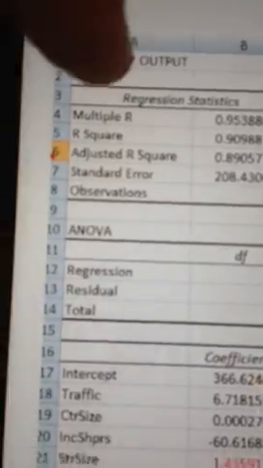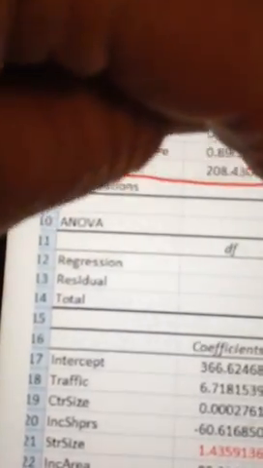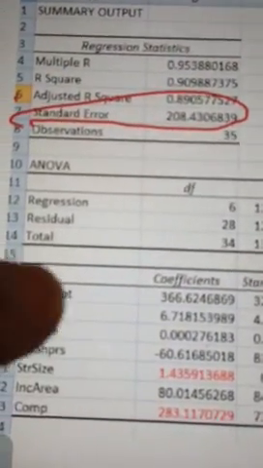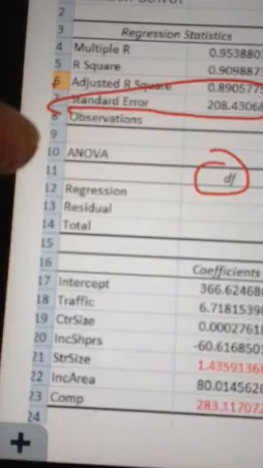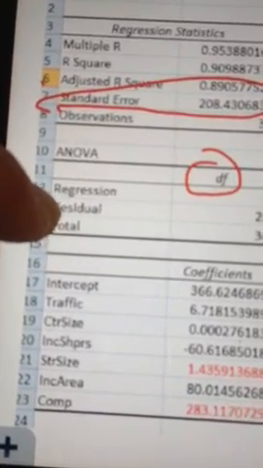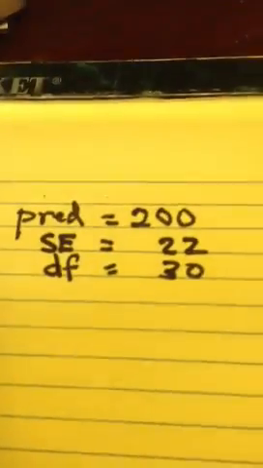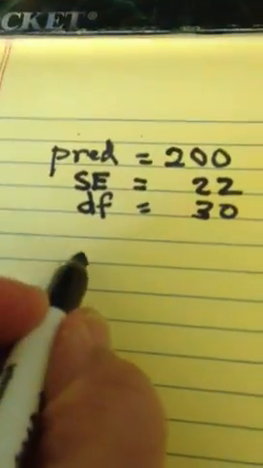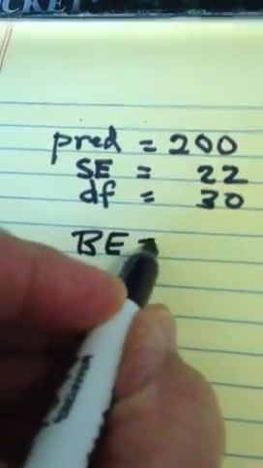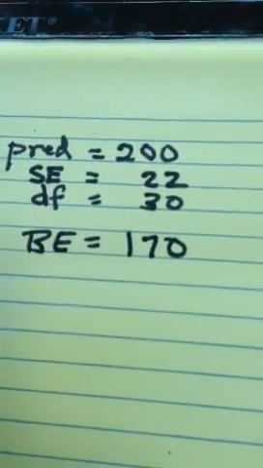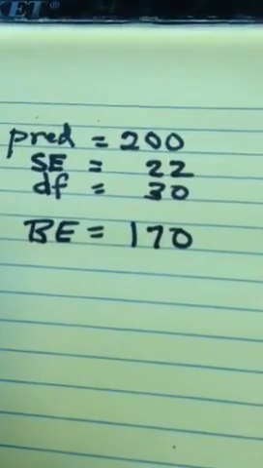Okay, the standard error of the regression is right up here. And then down here are the degrees of freedom for each component, and the residual degrees of freedom are right here. So that's the one we'd be using. Now, this is a different example, but that's where you get these kinds of numbers. And then this store had a break even, we're going to say, of 170. Okay? So now, let's get the probability that this store would have sales below break even.